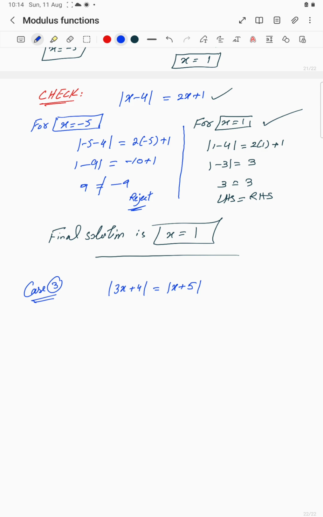Here we have two modulus functions on either side of the equality without any plus or minus outside of the modulus. So a single modulus function on one side of the equality and a single modulus function on the other side. In such a case we recommend you to go with property 2, which states: take the square on both sides.